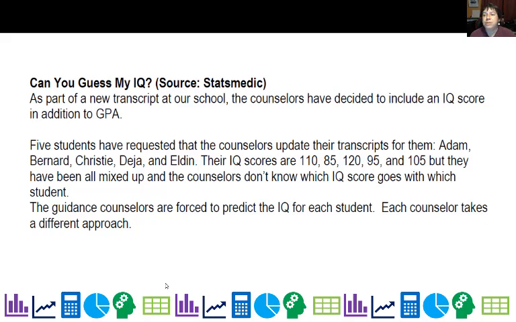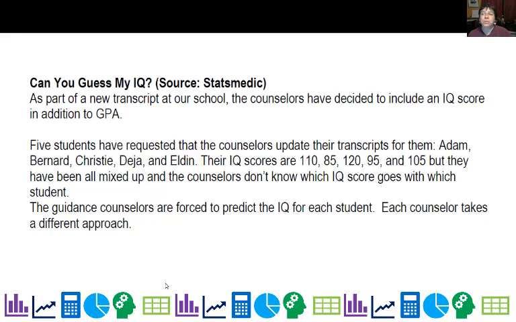As part of a new transcript at our school, the counselors have decided to include an IQ score in addition to the GPA. Now, 5 students have requested that the counselors update their transcripts for them: Adam, Bernard, Christy, Deja, and Eldon. It's funny how we always pick alphabetical names, but anyways. Their IQ scores are 110, 85, 120, 95, and 105. But they've been all mixed up and the counselors don't know which IQ scores go with which student.